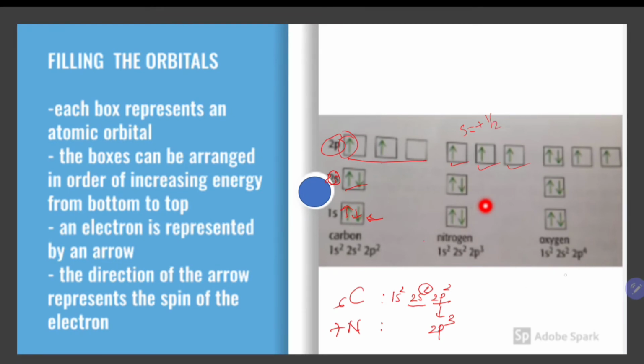Then for oxygen, proton number 8, so 1s2, 2s2, 2p4. So there are 4 electrons to occupy the 2p orbitals. There are 3 orbitals in 2p. So with 4 electrons, the first 1, 2, 3 are single, and the last here has spin quantum number minus half.